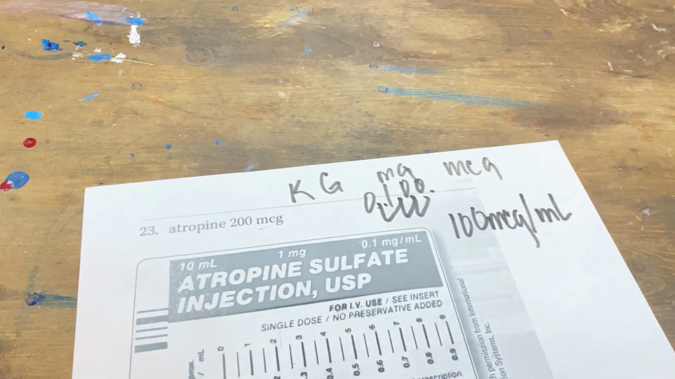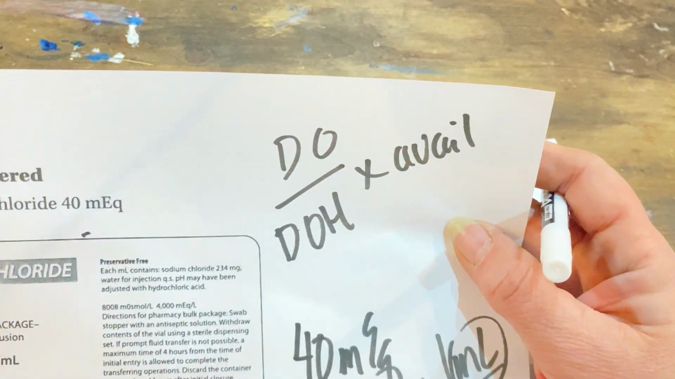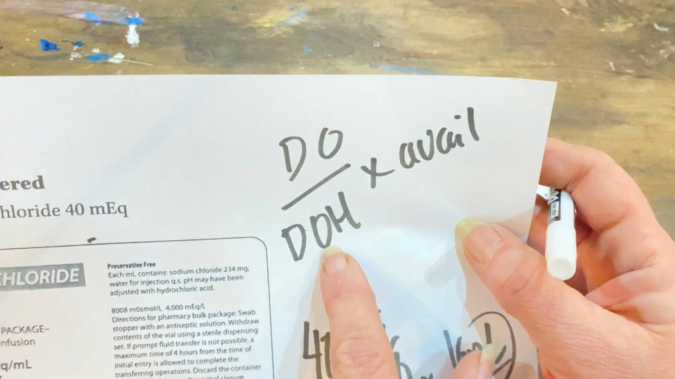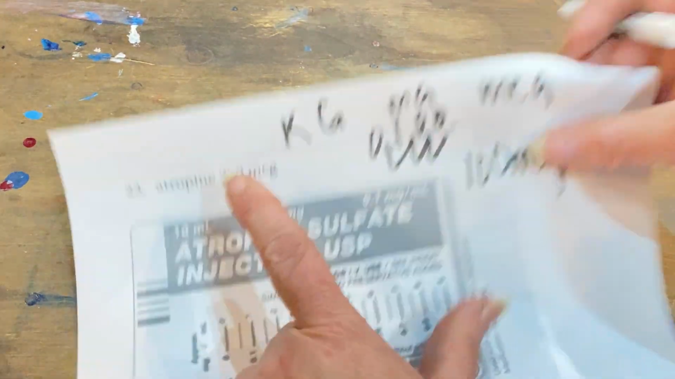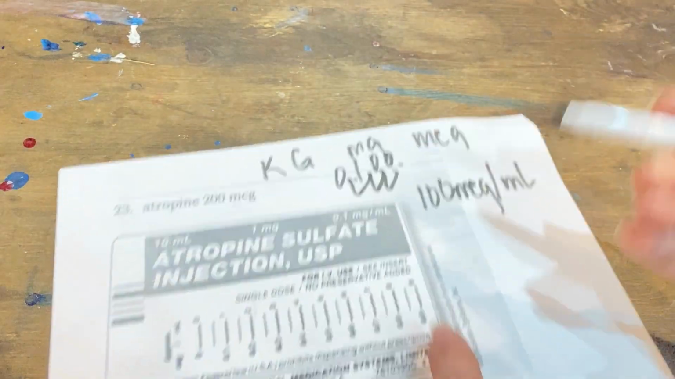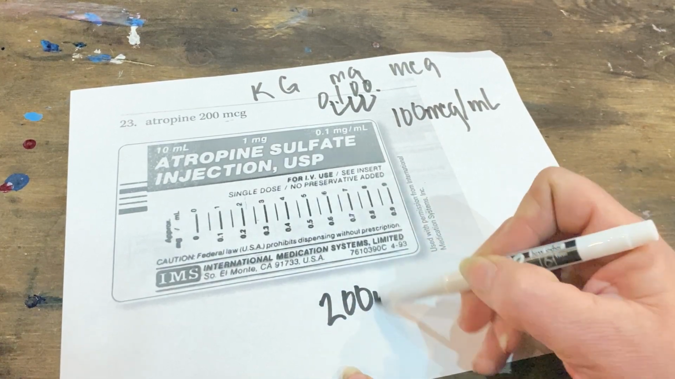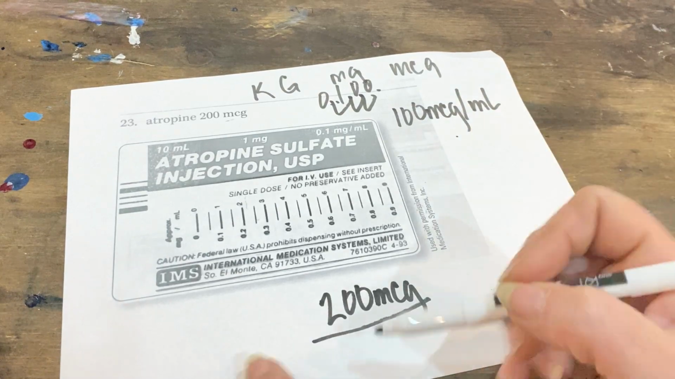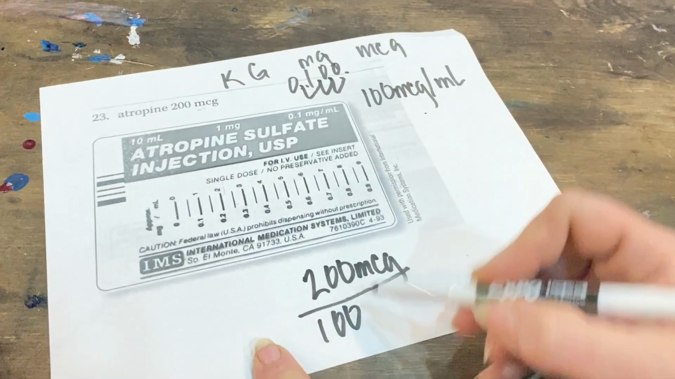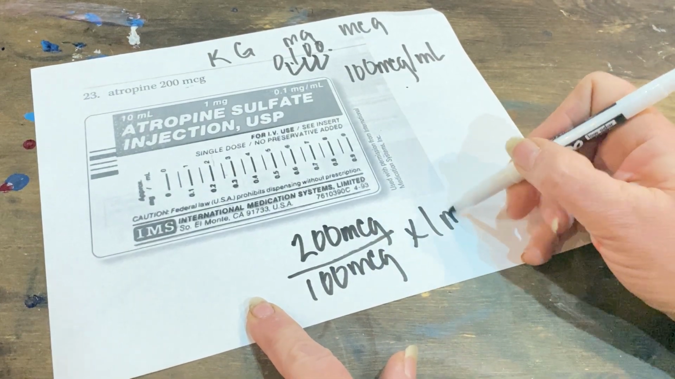It's the dose ordered over the dose on hand times available. My instructor told me it's what he wants over what you got times how it comes. So what does he want? He wants 200 micrograms. We're putting that on the top. And come down here. 200 micrograms. What have I got? I have 100 micrograms per 1 ml.